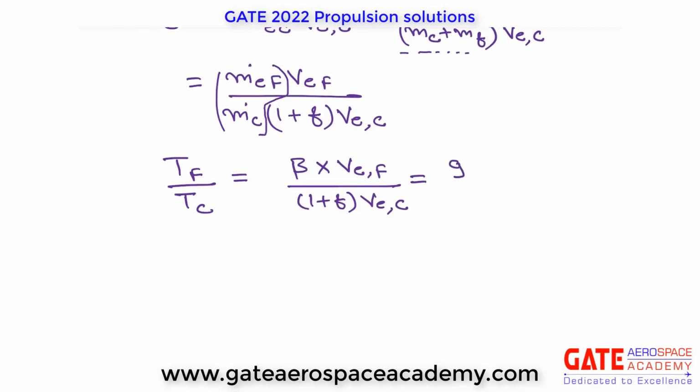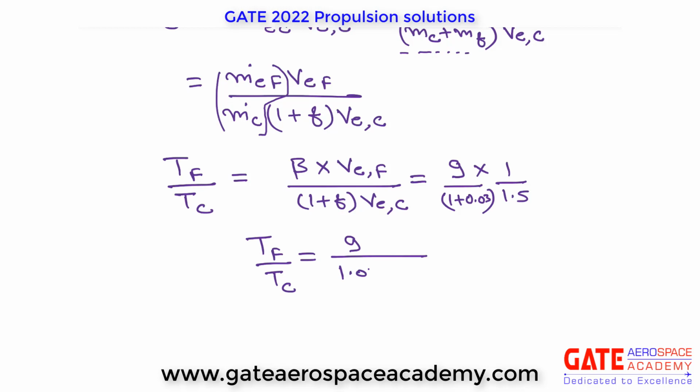So let's substitute the value. Beta is 9 into 1 by 1.5 upon 1 plus F is 0.03. So we will get ratio is equal to 9 upon 1.03 into 1.5 is equal to 5.82.